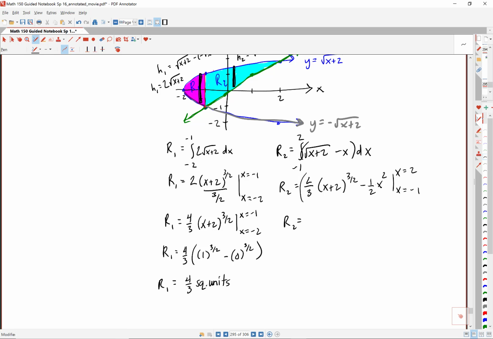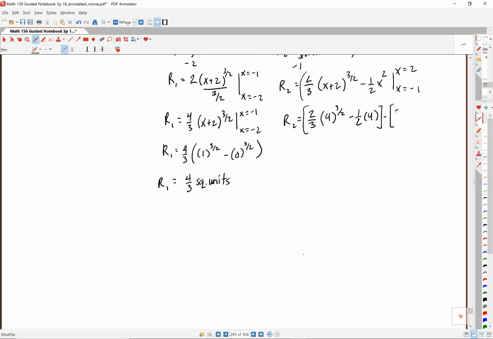So R2 will be 2/3 times 4 to the 3/2 minus 1/2 times 4, working it out a bit. It's our upper limit minus our lower limit, 1 to the 3/2, and then we'll have minus 1/2 times 1, because we're squaring the -1 out of there.